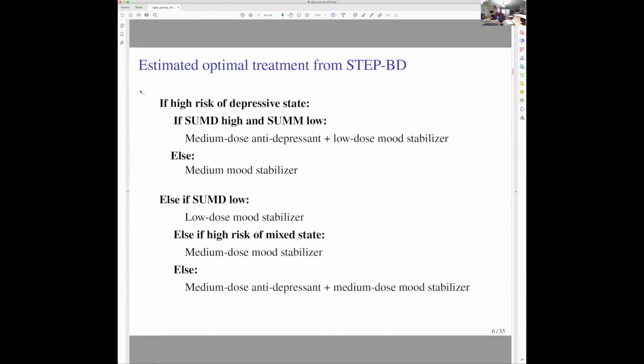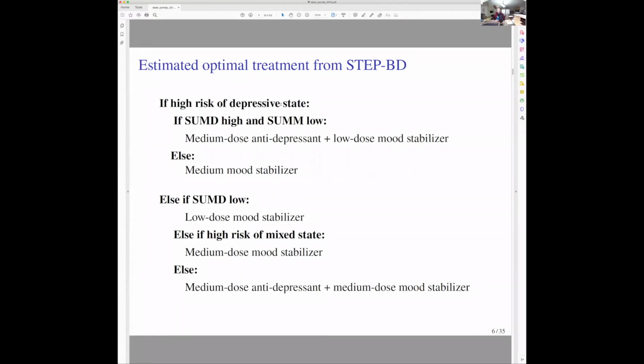Just to give an example of what that might look like, here's an estimated optimal treatment regime using that data. And I'm going to talk about how we constructed this in the remainder of the talk. It says if you're at a high risk of a depressive state, so these are bipolar disorders, so they might oscillate between mania and depression.